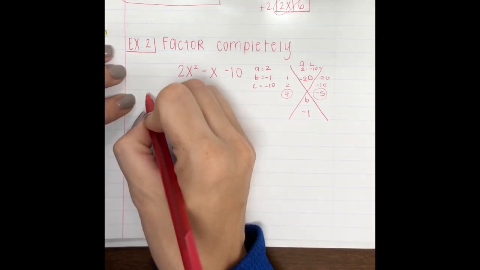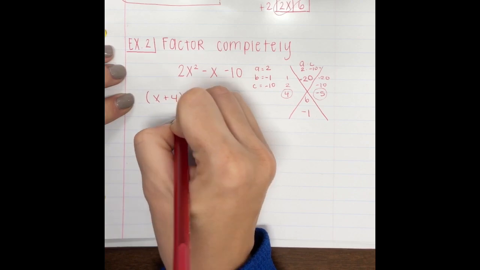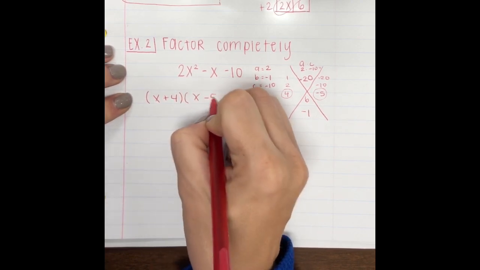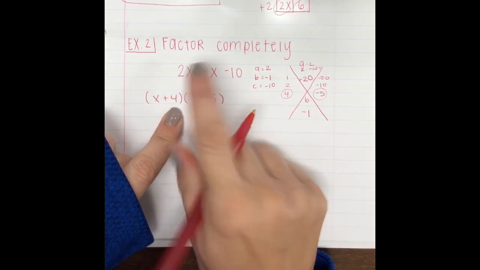Okay, so that's what we're going to put as our answers. We have an x plus 4, and we have an x minus 5. And then we're going to go back and divide both of these numbers by 2.